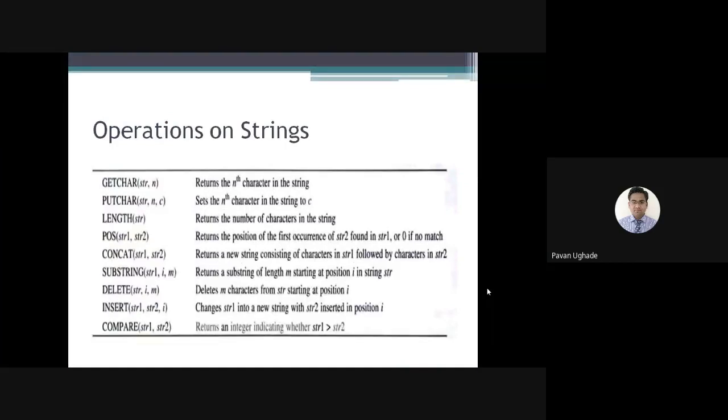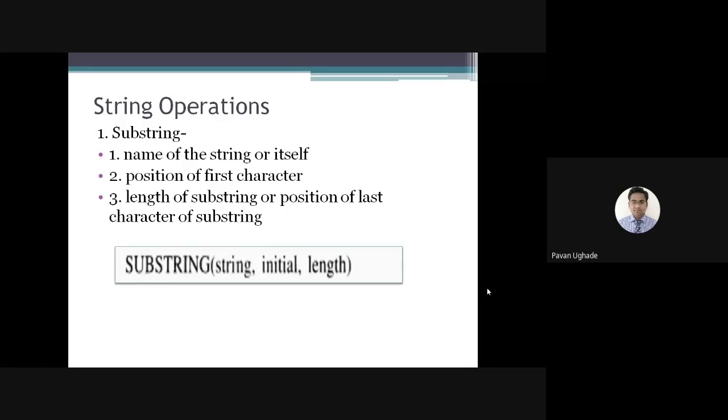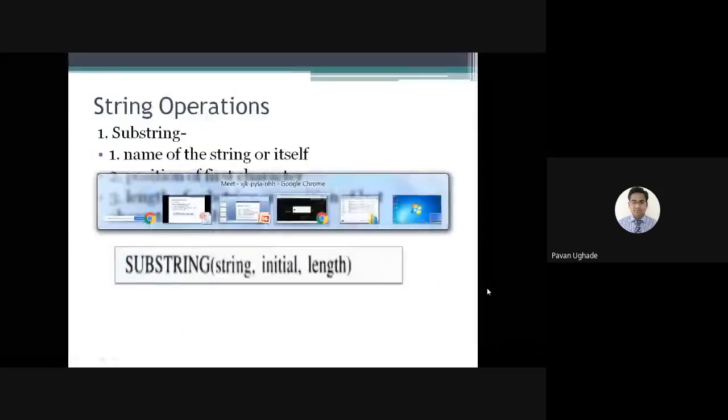Okay, class. I think in the last class, which was directly shared through YouTube, we have seen the different operations. Today, we'll be going ahead with the four important operations which will help us to understand the pattern matching concept in brief.